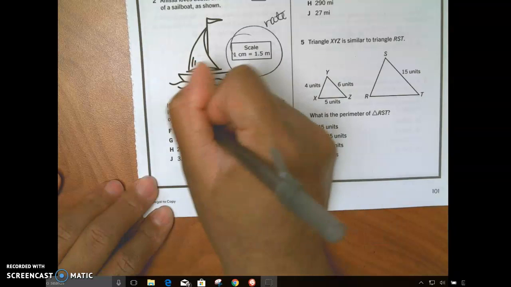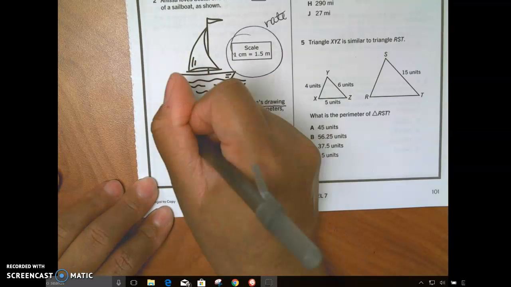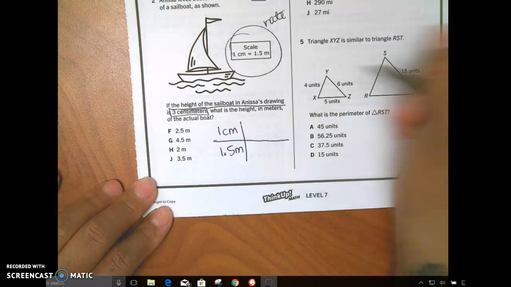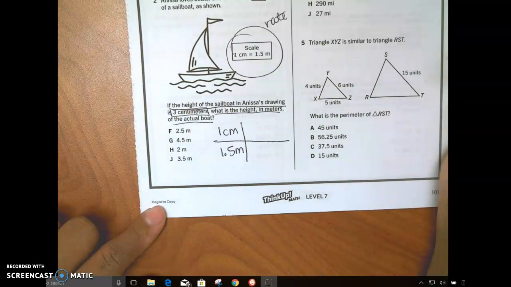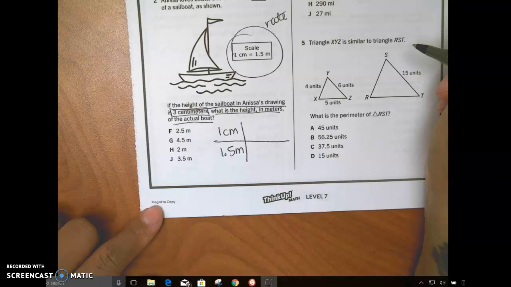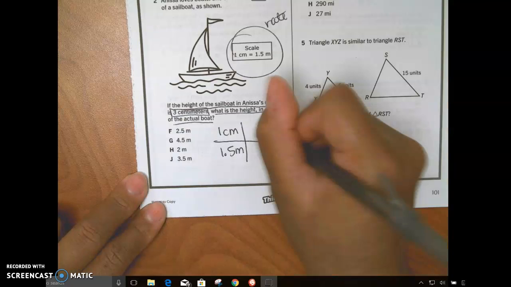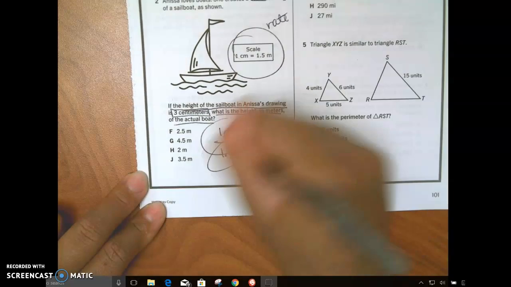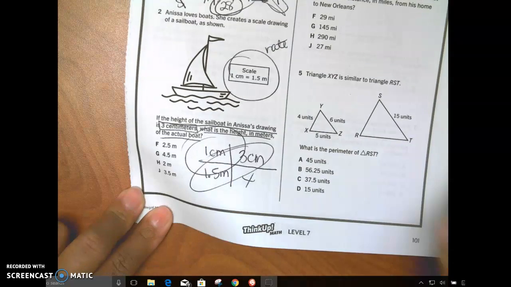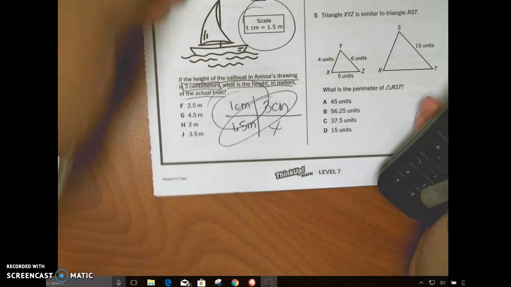If the height of the sailboat in Anissa's drawing is 3 centimeters, what is the height in meters of the actual boat? Where do I put the 3? Next to the 1 or next to the 1.5? Next to the 1. Cross multiply, then you won't have to divide because it's just by 1. So 3 times 1.5.